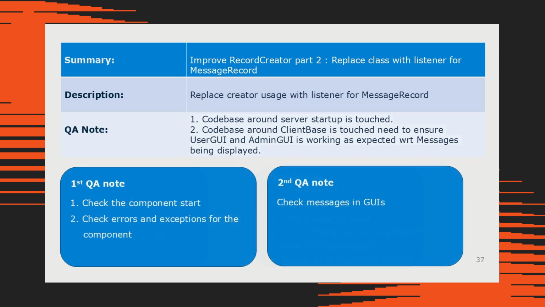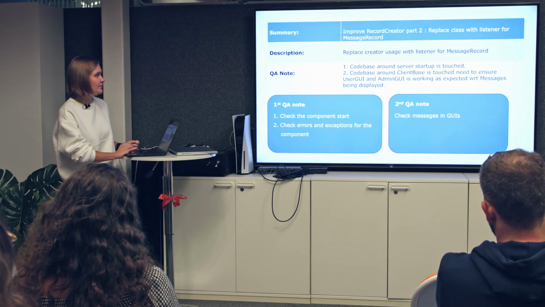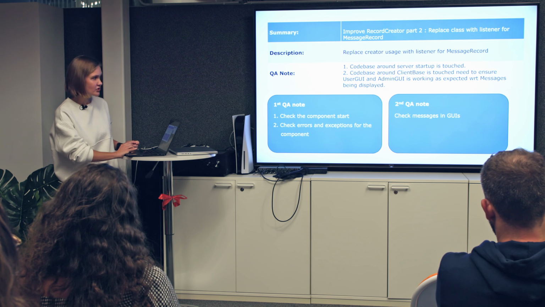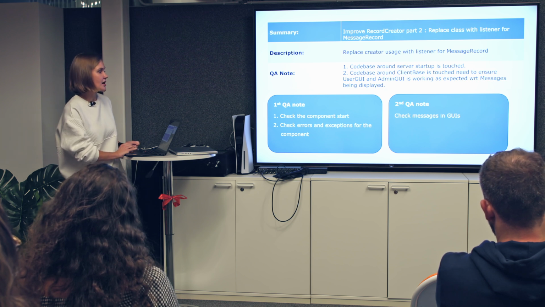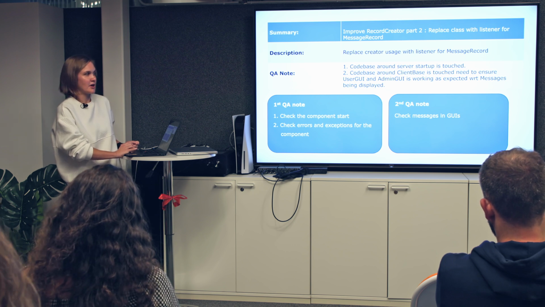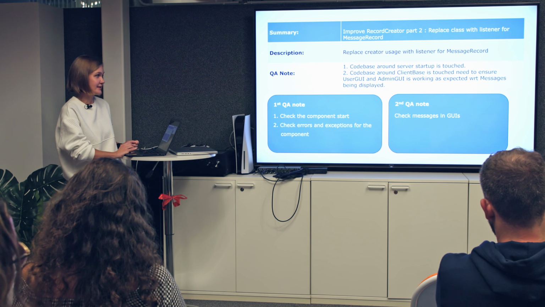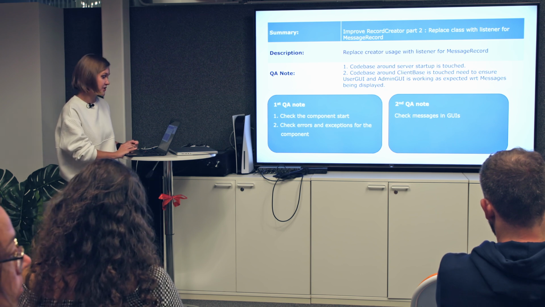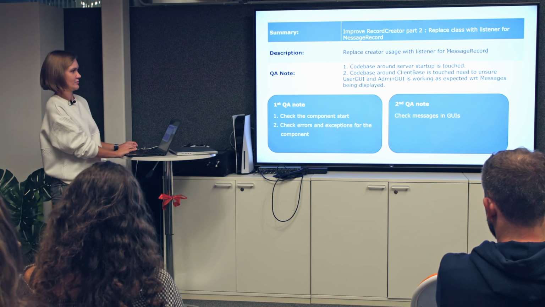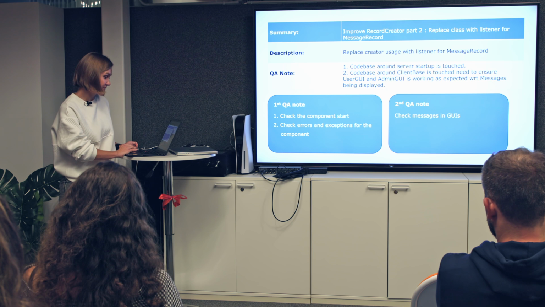But also, God bless the developer, he left a QA note, and here we understand that in the first item he wants me to check the component start and errors and exceptions for this component, and in the second he just wants me to check messages in the GUI. But I don't have a clear understanding of what kind of messages I have to check here, because every application has different kinds of messages. In this case the easiest way, and I think the correct way, is just to go and ask the developer what he thought when he wrote this.